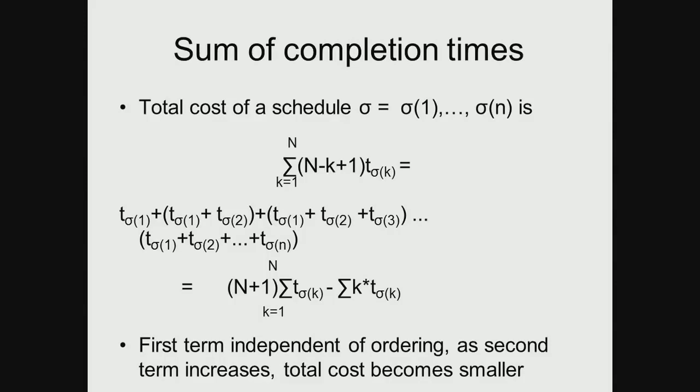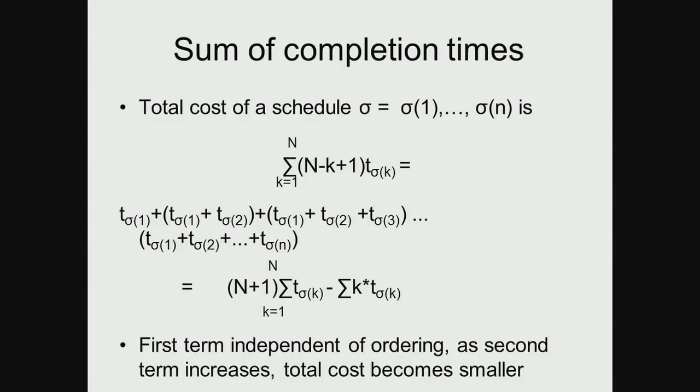It is n terms in the summation and there are n minus k plus 1 copies of T sigma of k, and that is explained in the equality there, which says that the completion time is T sigma of 1, plus the completion time of the second job, which is T sigma of 1 plus T sigma of 2, plus the completion time of the third job, which is T sigma of 1 plus T sigma of 2 plus T sigma of 3, and so on up to the completion time of the nth job, which is T sigma of 1 plus T sigma of 2 up to T sigma of n.